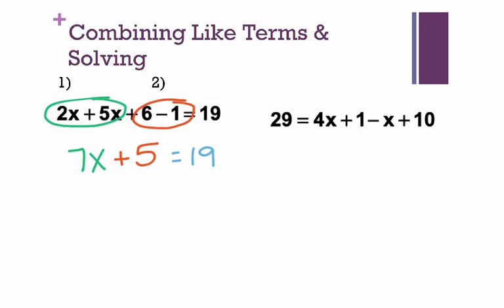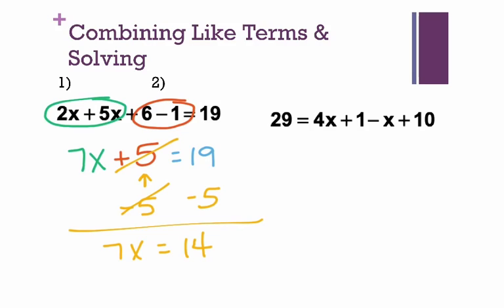Now this should look familiar to you because once we have done and simplified this, it becomes a two-step equation. How do I solve for x? Well, we get rid of the numerical value. What is the opposite or the inverse of adding 5? I hope you said subtracting 5. So I am now left with 7x is equal to 19 minus 5 is 14.